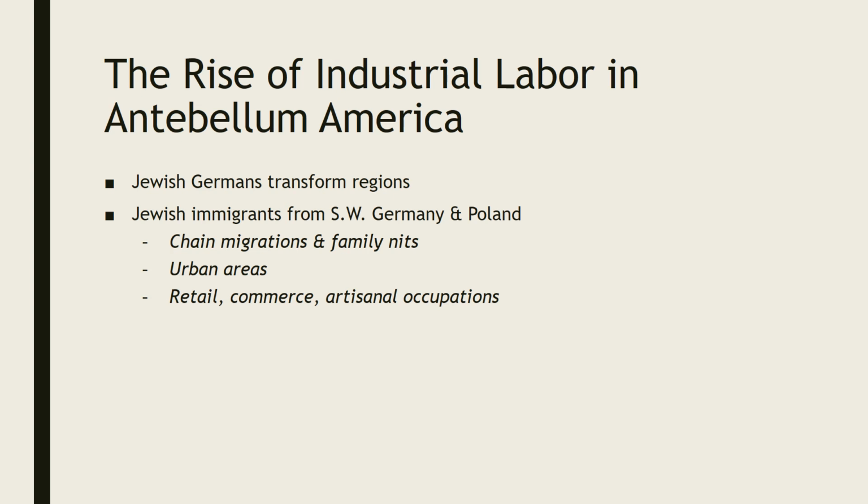Jewish Germans also transformed various regions. They tended at this time to come from southwest Germany and Poland. They also came as a result of chain migration or as family units, and they tended to settle in urban areas where they largely took up retail, commerce, or artisanal occupations such as tailors.